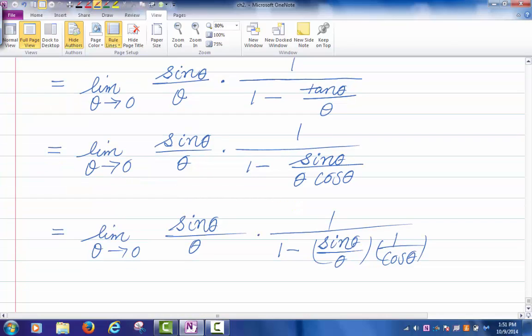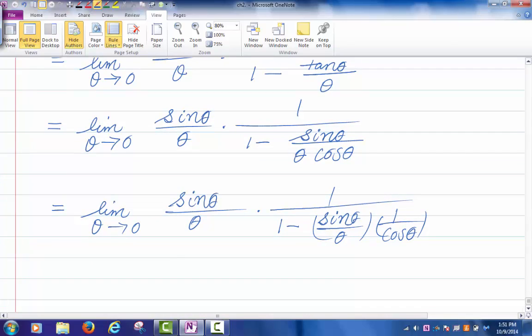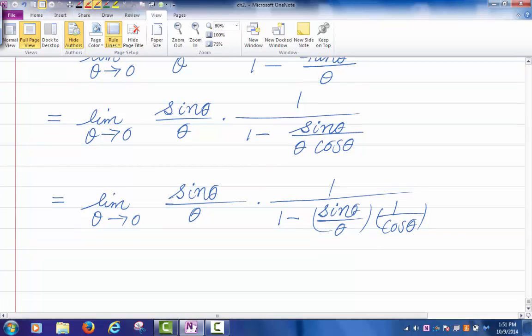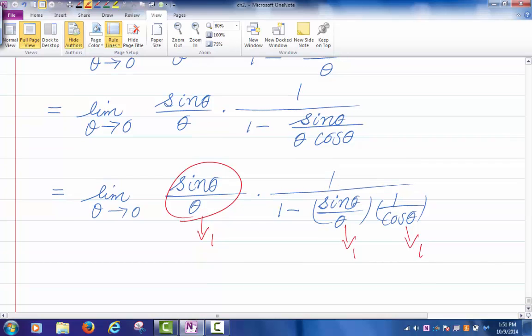Okay, you agree with that? Now let's see what the limits are. What's the limit of this guy? The limit of this guy is 1. What's the limit of this guy? 1. What's the limit of this guy? Cosine of 0 is 1, so this would be 1.